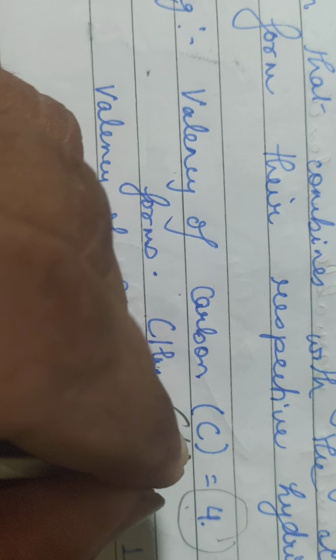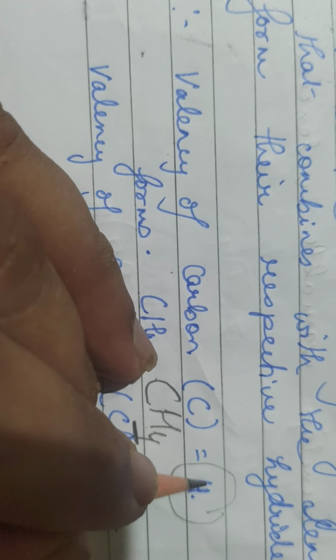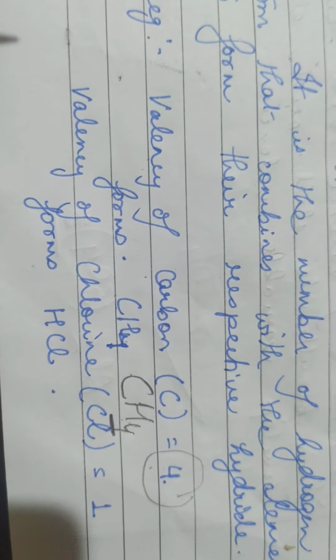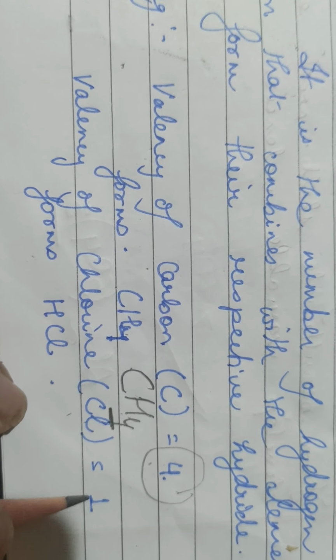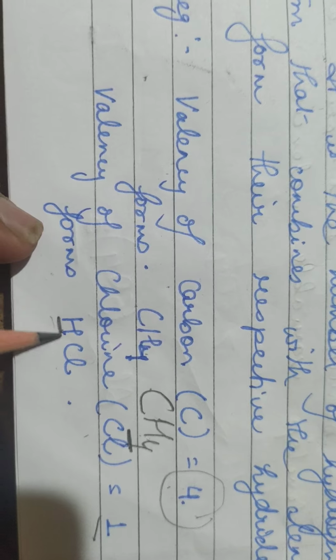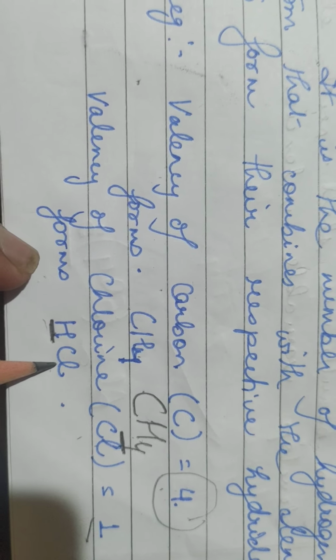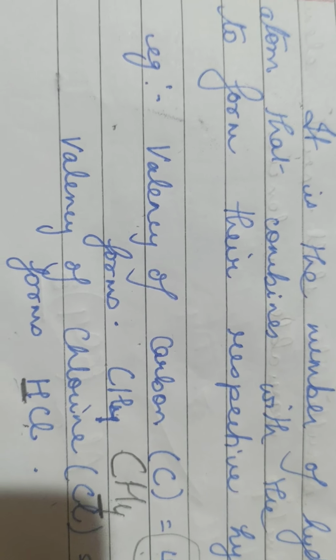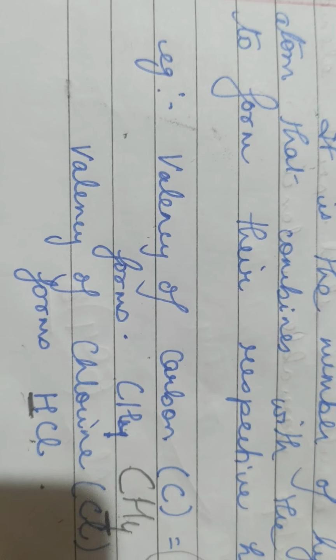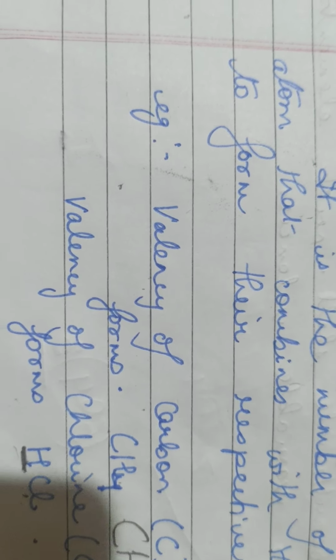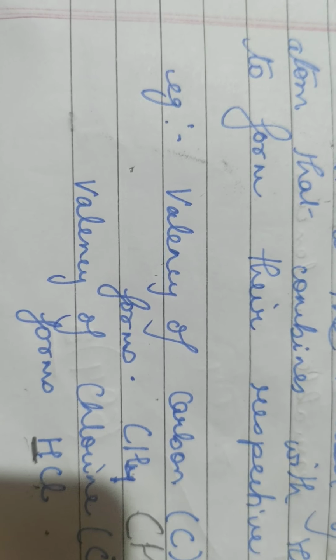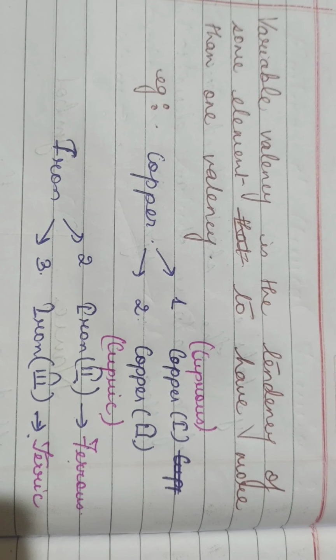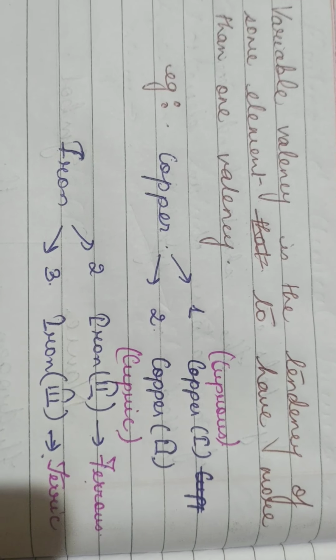That is, carbon is combined with 4 atoms of hydrogen. Since 4 atoms of hydrogen are combined with carbon, its valency becomes 4. You can also see the valency of chlorine, Cl, which is 1. Why? Because one hydrogen atom combines with only 1 chlorine. Similarly, we can also tell the valency of nitrogen being 3, because 3 hydrogen atoms combine with 1 atom of nitrogen to form ammonia.